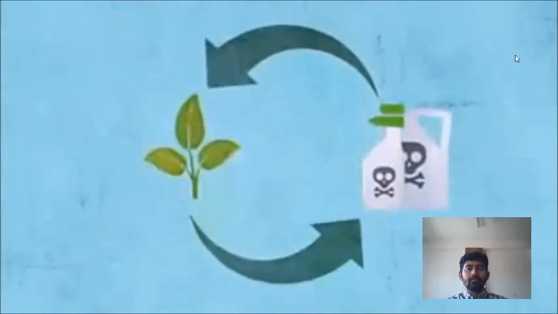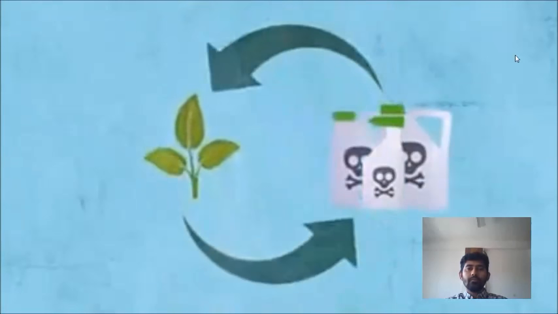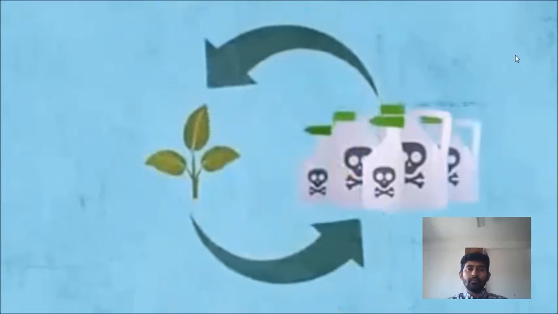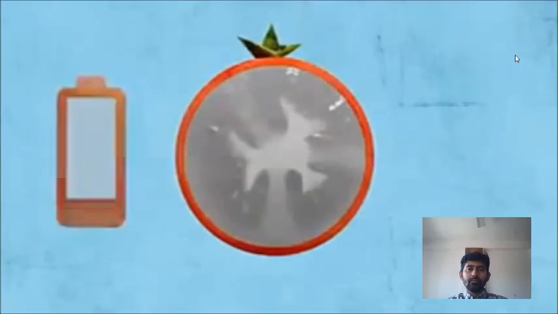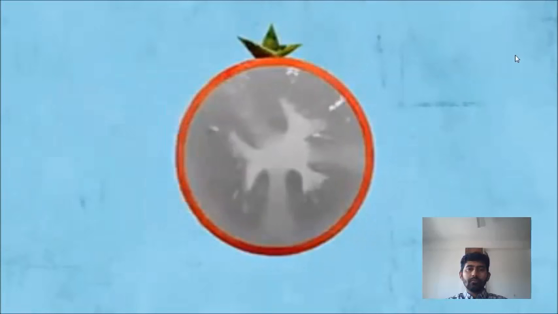A vicious circle develops, whereby ever greater sums of money are required to buy more and more products. Plants that are deprived of natural nutrients produce fruit and vegetables of inferior quality, which are low in vitamins and essential nutrients.